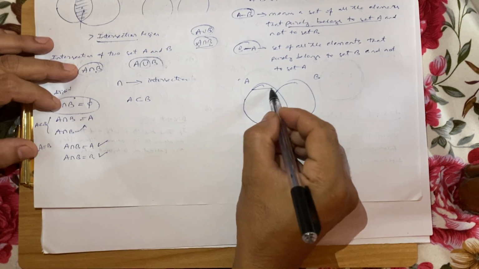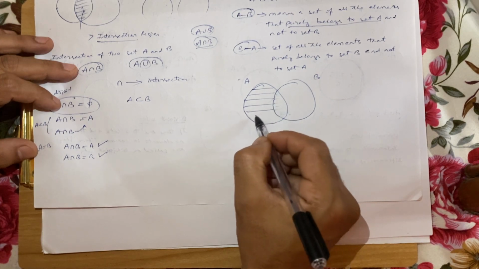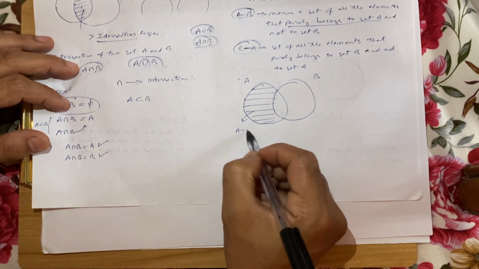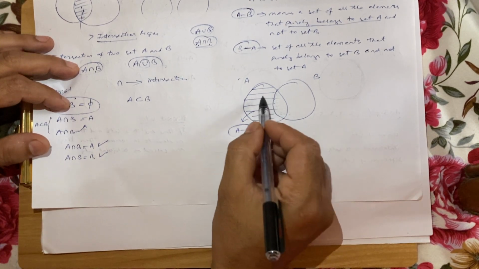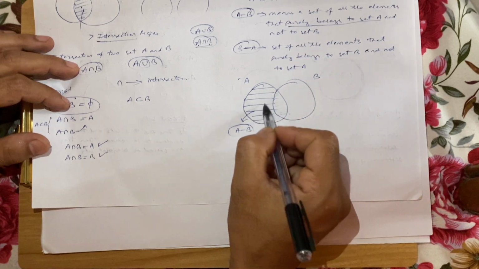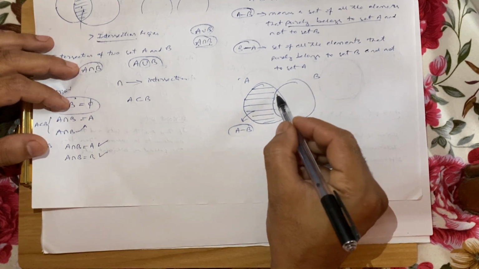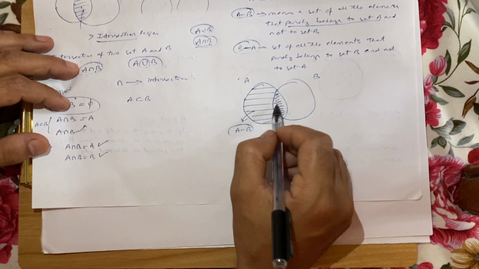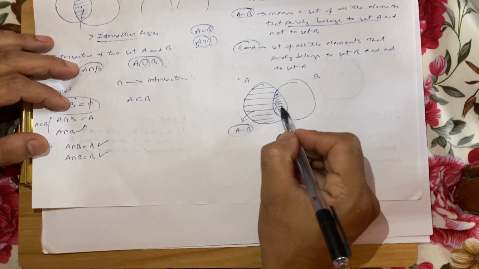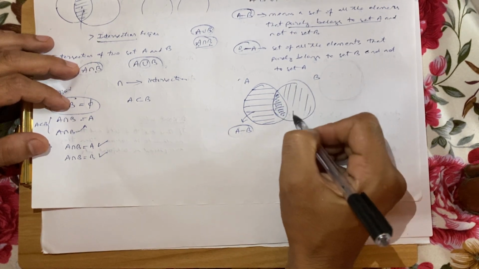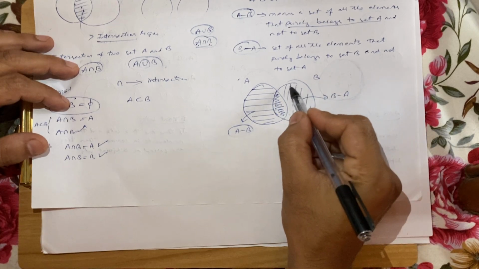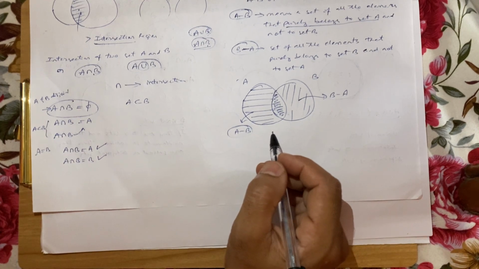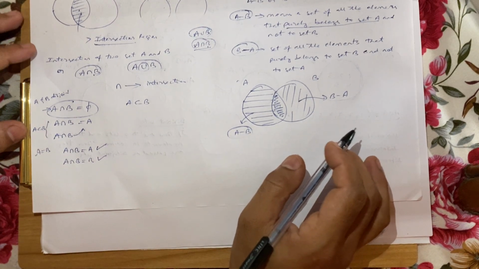But if you look at this part, this is something that purely belongs to A, right? So this region is for A minus B. All the elements that lie here are elements that purely belong to the set A and not to the set B, because any element that lies in this region will belong to the set A as well as to the set B. So this region will not be included. And this region is for B minus A, meaning any element in this region will purely belong to the set B. Alright, so this is the basic theory of Venn diagram and union of sets.